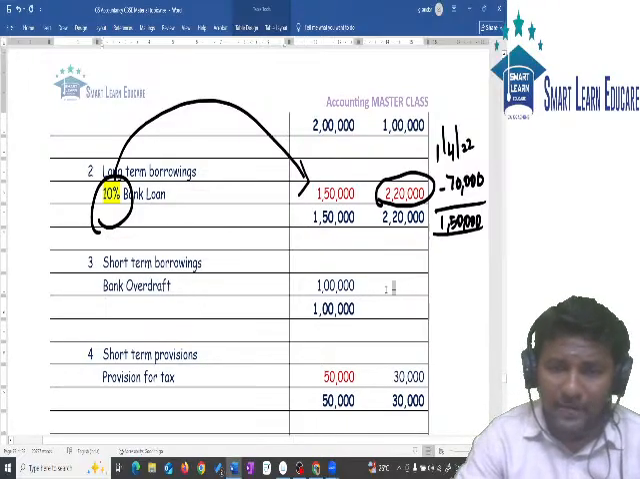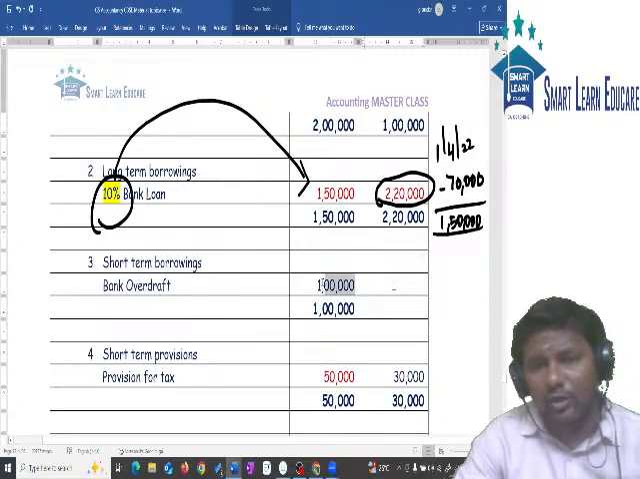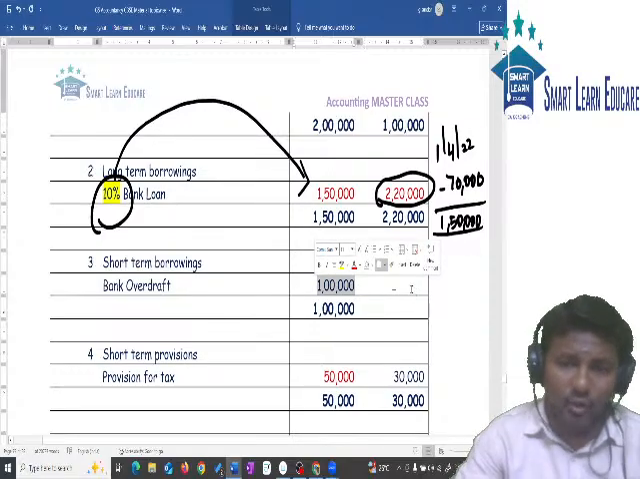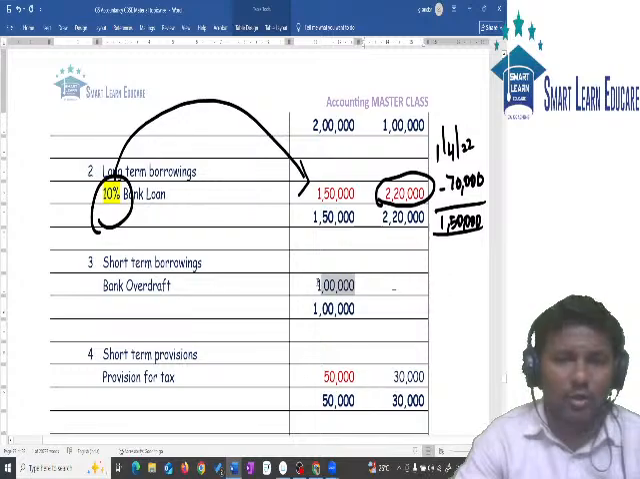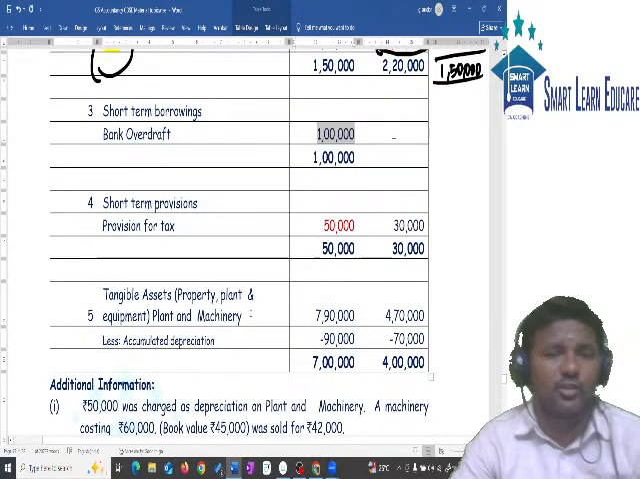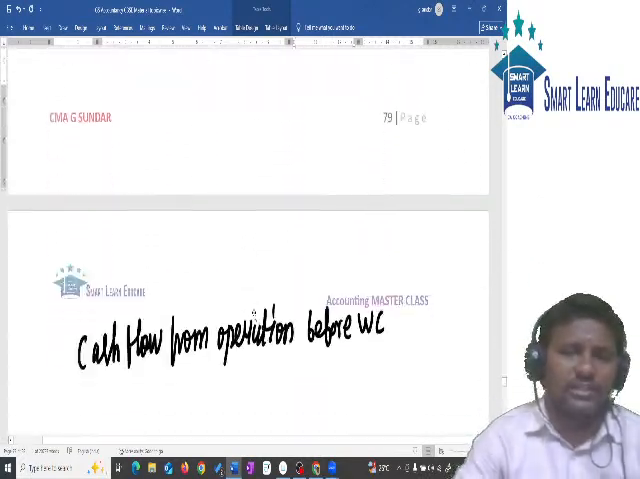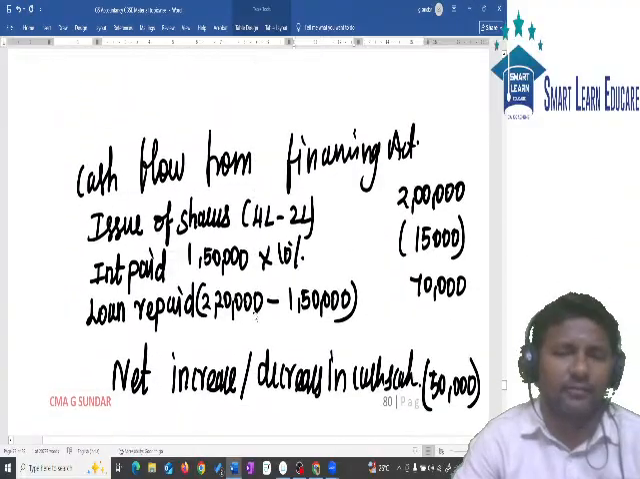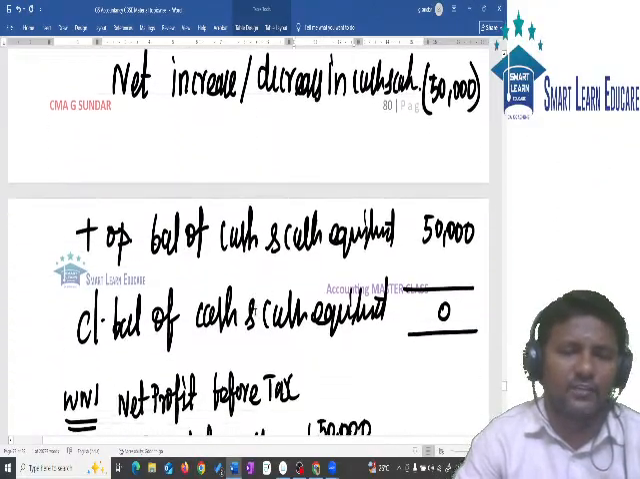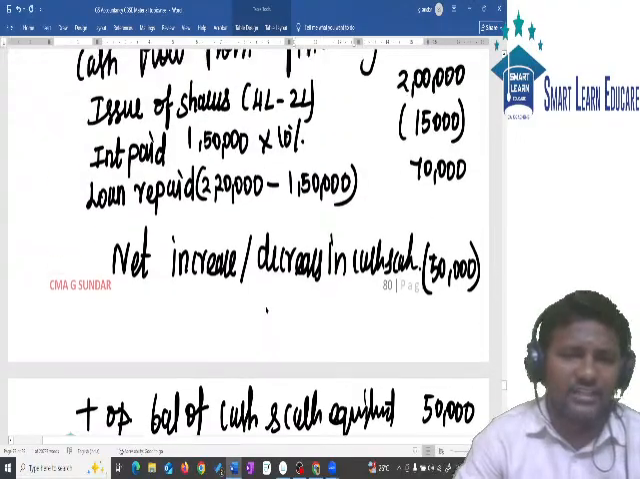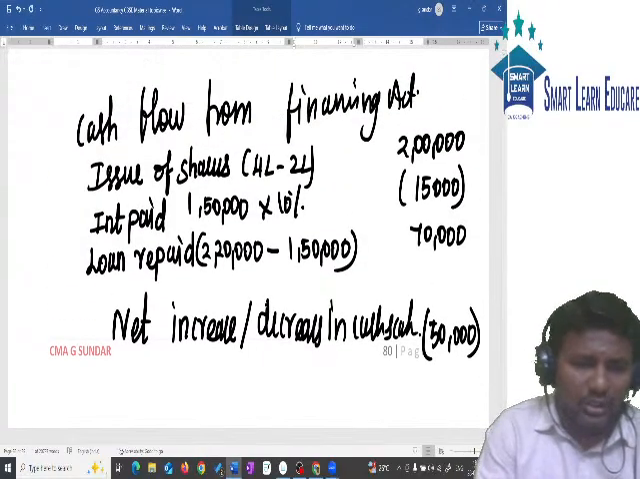We don't have opening balance of loan. Now we have a loan of 1 lakh. It means loan increases to the extent of 1 lakh. Loan received will be treated as financing activity. So in financing activity, loan received.